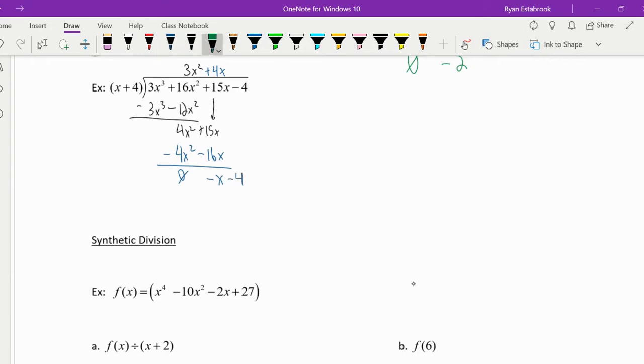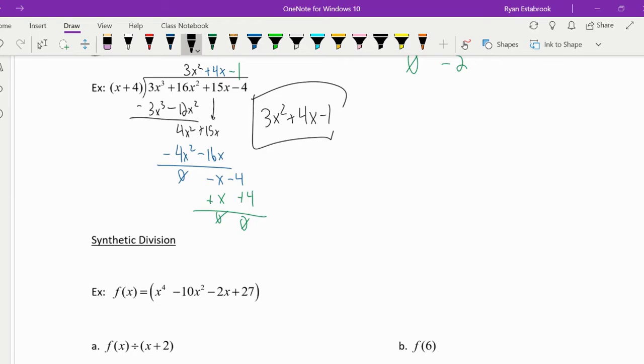One more time. What do we multiply x by to get negative x? That would be negative 1. Negative 1 times x, negative x. Negative 1 times 4 is negative 4. Draw the line, subtraction sign. So I'm going to change the signs. Those cancel out. Those cancel out. There's no remainder. So our answer to this problem, without a remainder, is this.